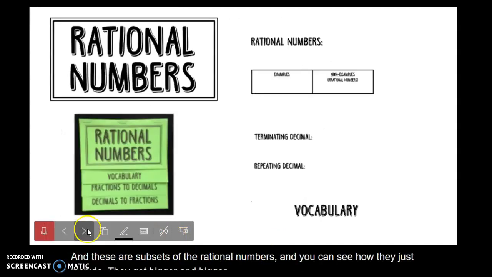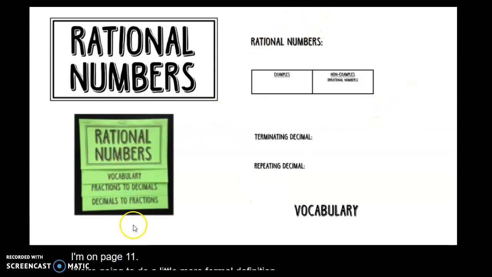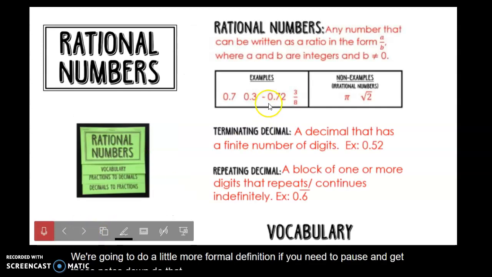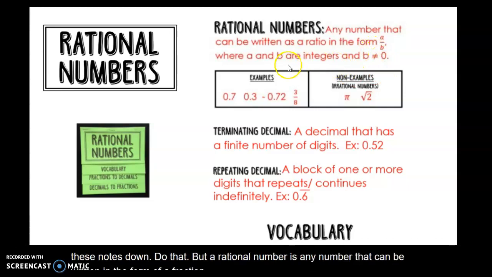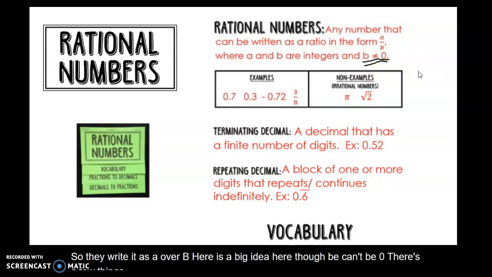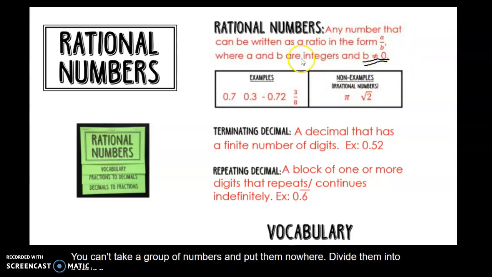On page 11, we're going to do a little more formal definition. If you need to pause and get these notes down, do that. A rational number is any number that can be written in the form of a fraction. So they write it as A over B. Here's a big idea, though. B can't be 0. There's a few things in math we cannot do, and one of them is dividing by 0. You can't take a group of numbers and divide them into nothing. So that's the definition of a rational number.